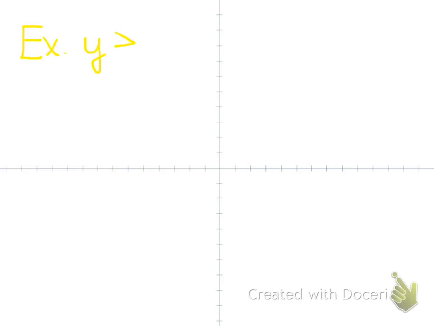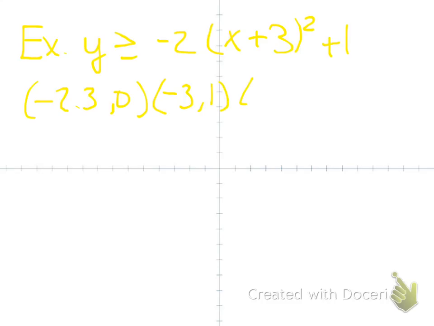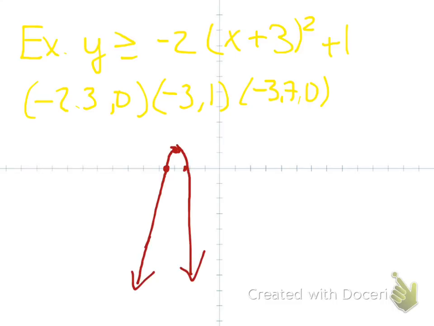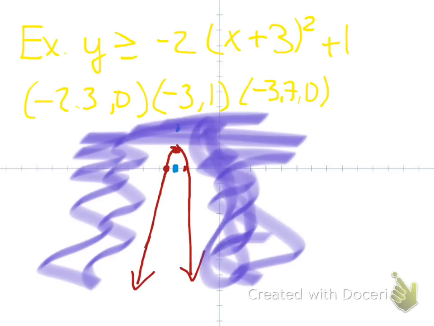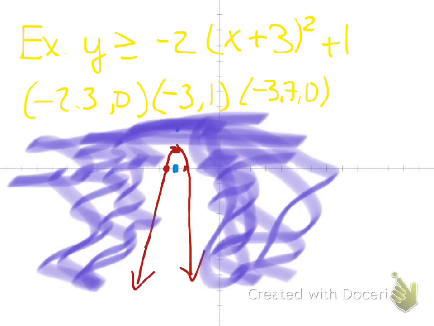Another example, I know this one gets a little bit brighter. y is greater than or equal to negative 2, parentheses x plus 3 squared plus 1. Using the calculator again, I could find the vertex and the zeros, and I end up with negative 2.3, 0, negative 3, 1, and negative 3.7, 0. Graph those 3 points. This one is a solid parabola, so I'll make it solid. And then again, I want to do greater or less, make my 2 little dots, and I can see the upper blue dot is greater, so then that would shade on the outside. If you have any questions, feel free to ask me through Edmodo.